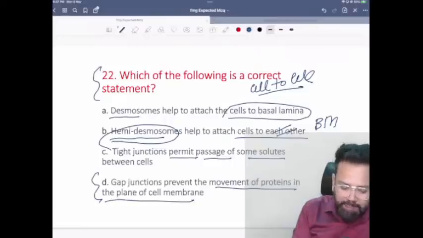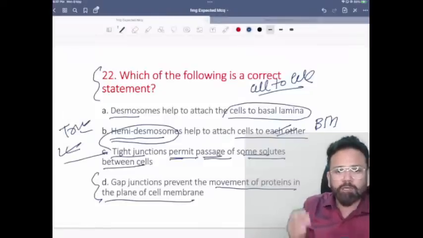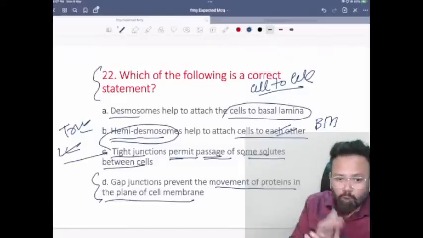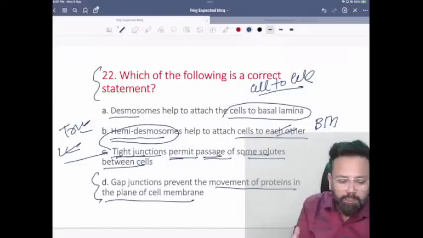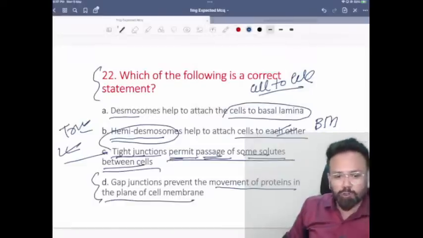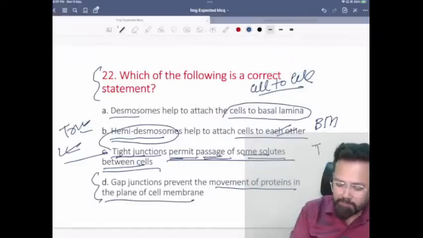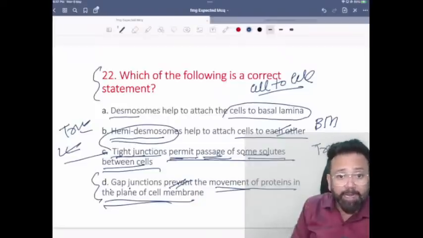Okay. Tight junction permits passage of some solute between the cells. Yes, this is correct. A lot of you think that tight junction does not allow passage of ions. No, tight junction can be very tight or leaky, because the PCT has tight junctions but they allow passage of solutes. So this is the only option which is correct. And gap junction does not prevent the movement of protein in the cell membrane; it allows it. So the only correct option is that tight junction permits.